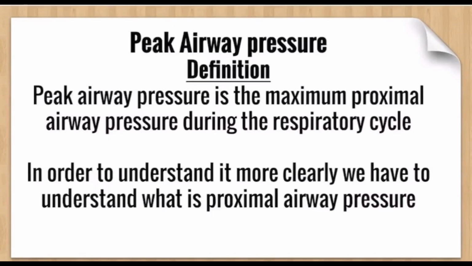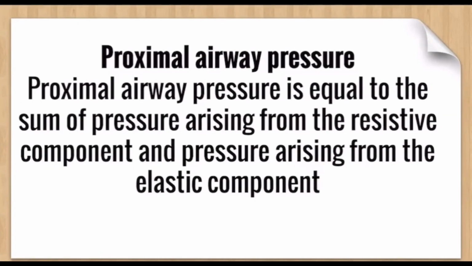Now, peak airway pressure, by definition, is the maximum proximal airway pressure during the respiratory cycle. In order to understand it properly, we have to make sure that we understand what proximal airway pressure is. According to the two-compartment theory, this proximal airway pressure is equal to the sum of pressure arising from the resistive component and the pressure arising from the elastic component.